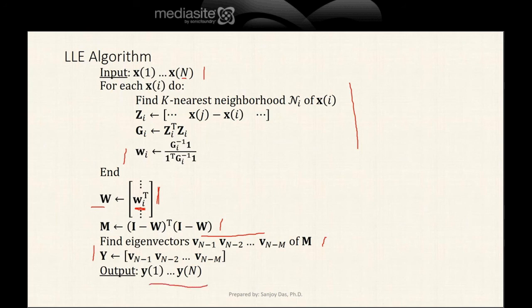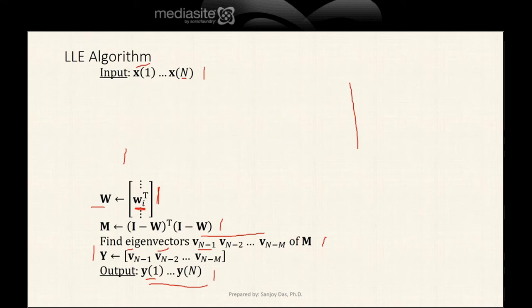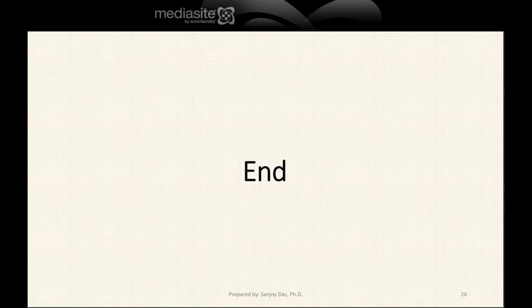And Y1 up to Yn will be the different low dimensional coordinates of the sample points. So for the first sample point x1, we have to take the first element of Vn minus 1, first element of Vn minus 2, until the first element of Vn minus m, and that gives us the set of coordinates for this sample point y1, and so on. This is the second step of LLE, the end.